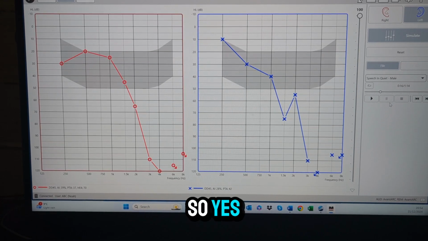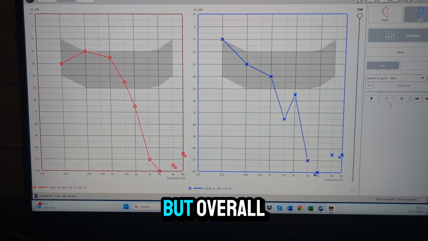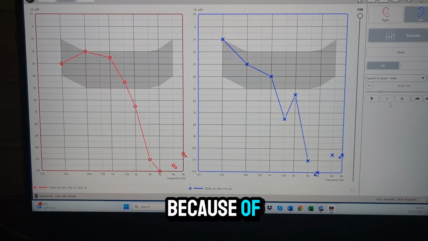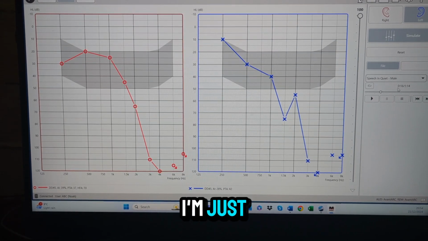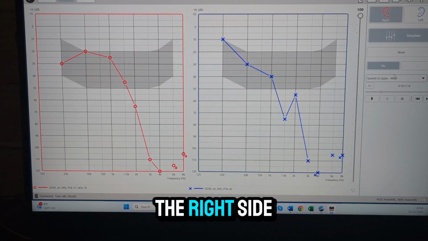So yes, I would say the words were a little bit clearer, easier to discern, but overall very difficult because of the whole clarity issue. If I'm just comparing male voice to female voice, it is a bit easier with a male voice. We're going to now go to the right side and do the same.